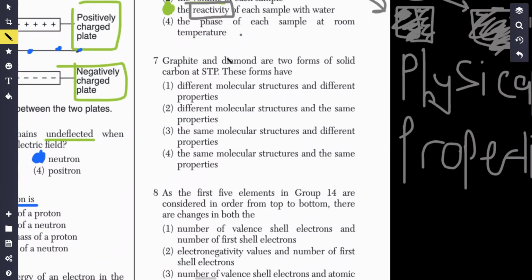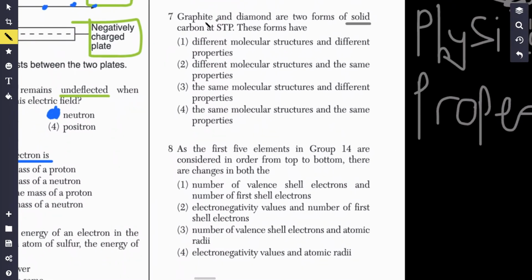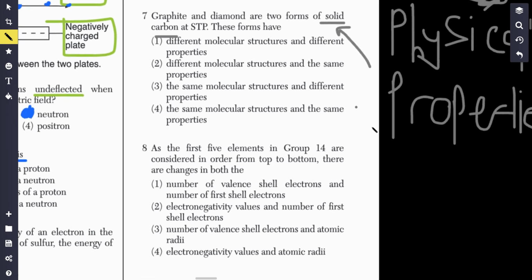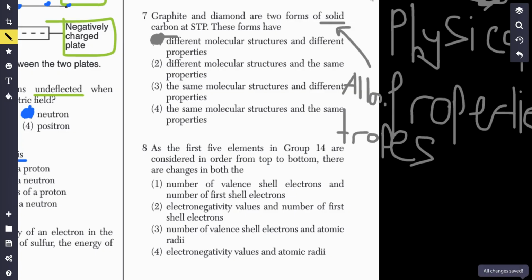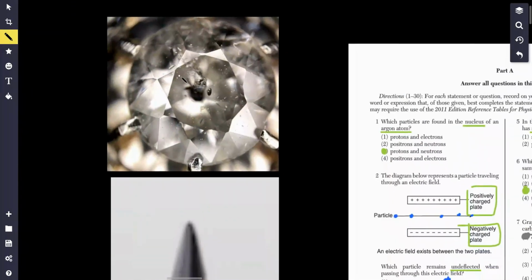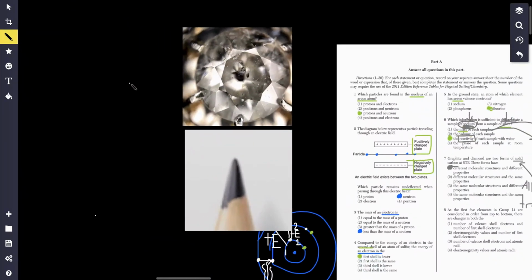All right. Graphite and diamond are 2 forms of solid carbon at STP. These forms, we have to know, are something known as allotropes of each other. Allotropes have different molecular structures, and therefore they have different properties, okay? Let me show you. Now, I'm not actually going to draw out the carbon structures, I'm sorry. You've got to Google them because I'm a little too lazy.